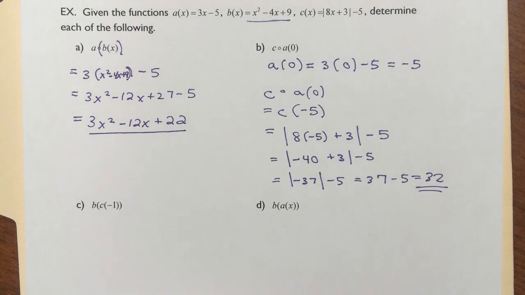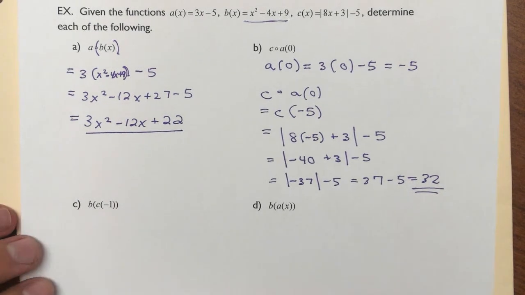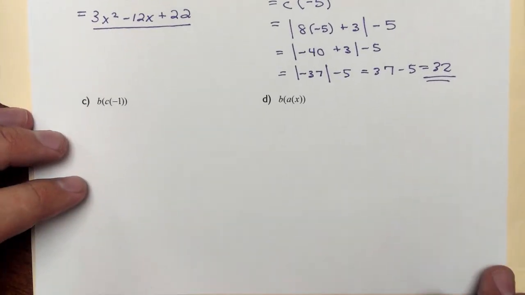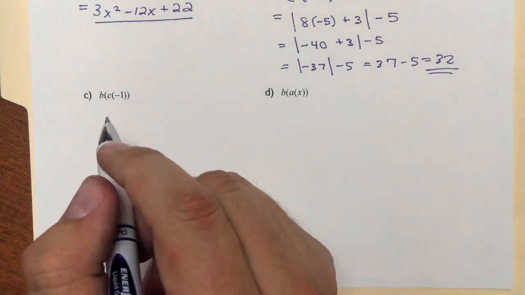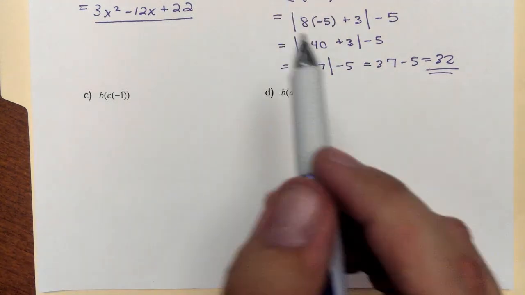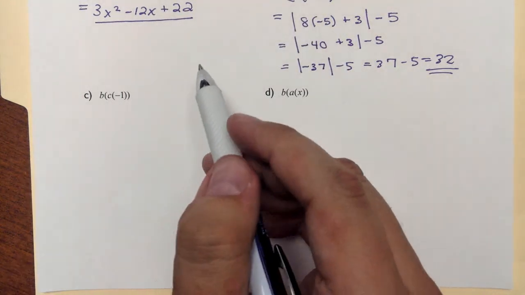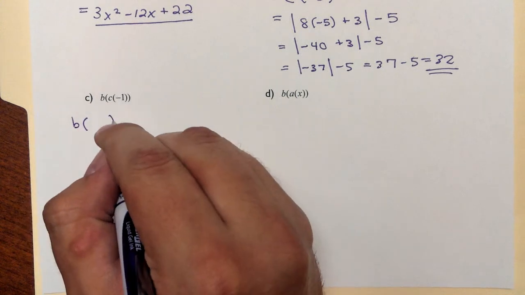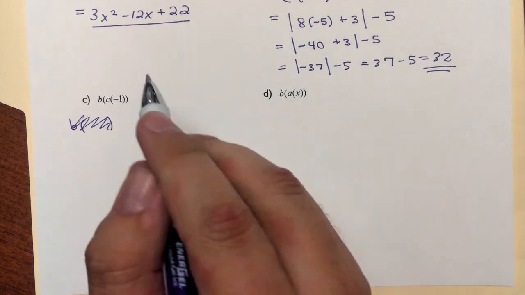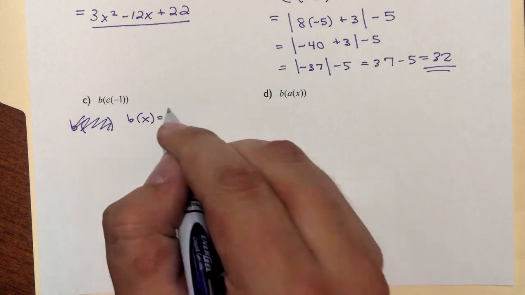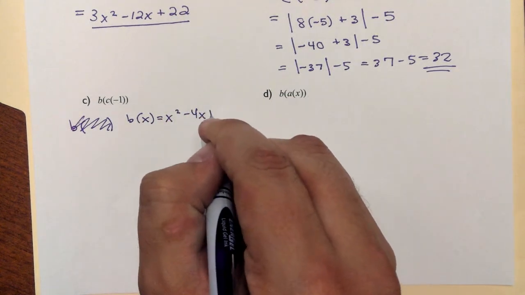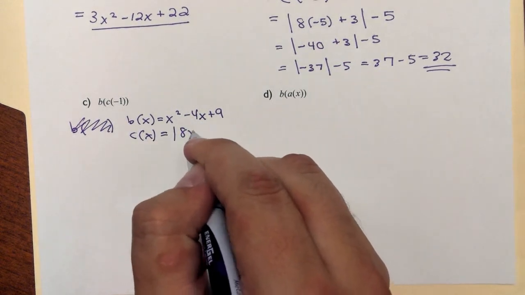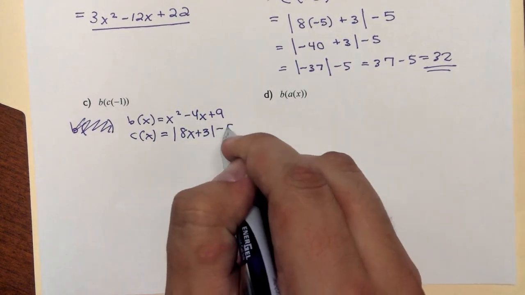All right, a couple more examples. We'll do another evaluating, and then we'll do D, which is a little bit more advanced, but you'll see when we work through it. B of c of negative 1. So I've moved up my functions. I can't see them, don't have them on the screen right now, but B is right up here. B of x is x squared minus 4x plus 9. C of x is the absolute value of 8x plus 3, minus 5.